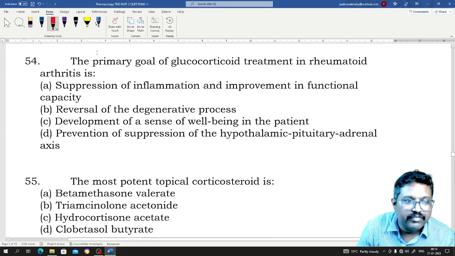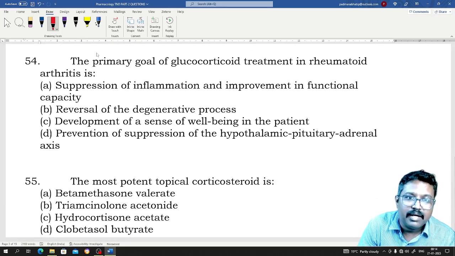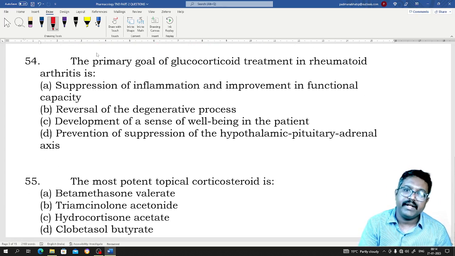Next, moving on to the 54th MCQ, the primary goal of glucocorticoid treatment in rheumatoid arthritis. As we know, it is going to decrease the inflammation. Yes. Is it going to reverse the degenerative process? No. Development of sense of well-being? No. Prevents the suppression of apathy? This is a side effect.